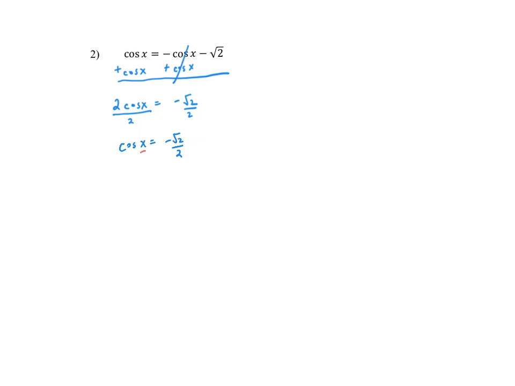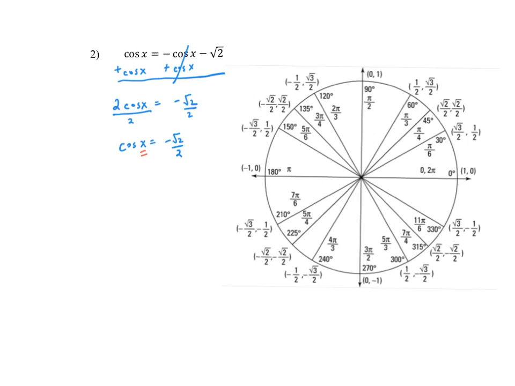So we want to find all the angles between 0 and 2π where the cosine value is negative root 2 over 2. Unit circle, here it comes. Okay, let's see. When x is 3π/4, the cosine value is negative root 2 over 2. And when x is 5π/4, the cosine value is negative root 2 over 2. So we found the two angles. x equals 3π/4, x equals 5π/4.